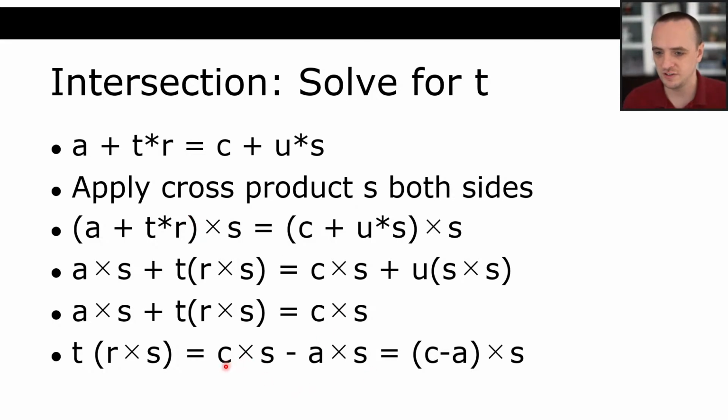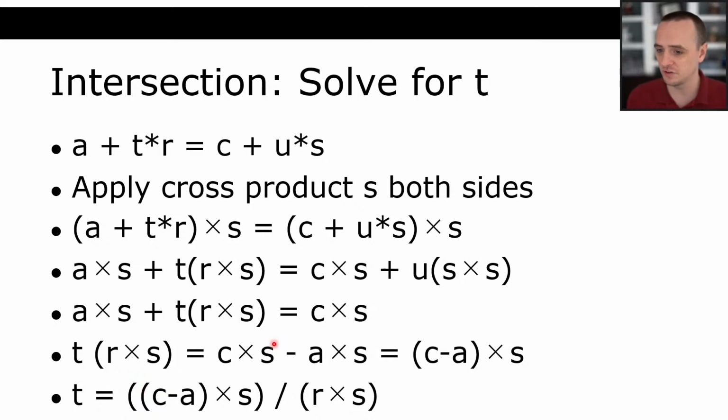So this is (c − a) × s. So t times (r × s) is equal to (c − a) × s. So t is equal to ((c − a) × s) divided by (r × s). That's it. So that's our value of t, because we know all of these values, right? We know all of these values. So that's how we're going to solve for t.